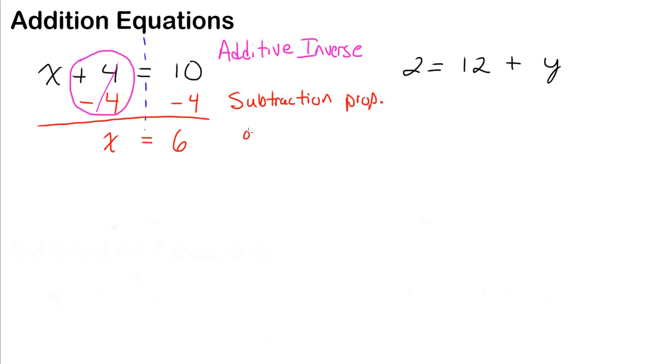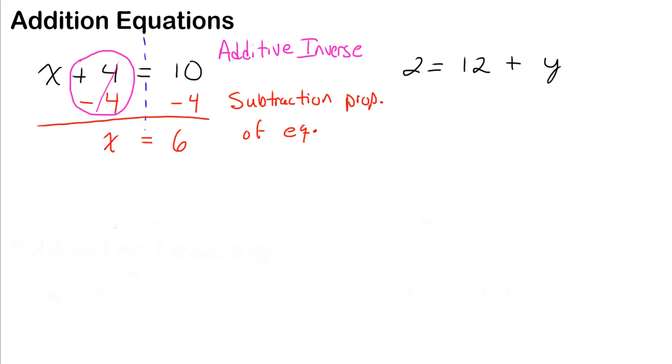The subtraction property of, and I'm just going to put EQ here for equality. What that means is I can subtract anything I want from an equation as long as I subtract the same thing from both sides. So if I'm going to subtract 4 from the left, I have to subtract 4 from the right. That is the subtraction property of equality.